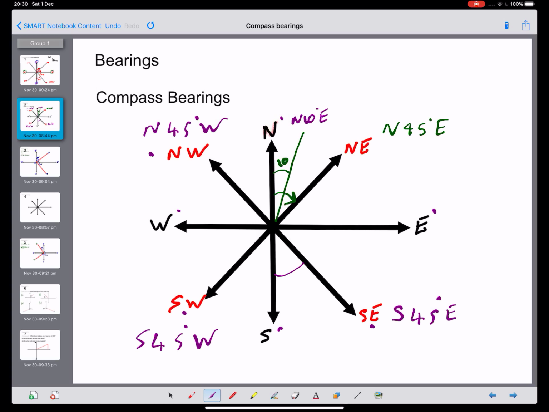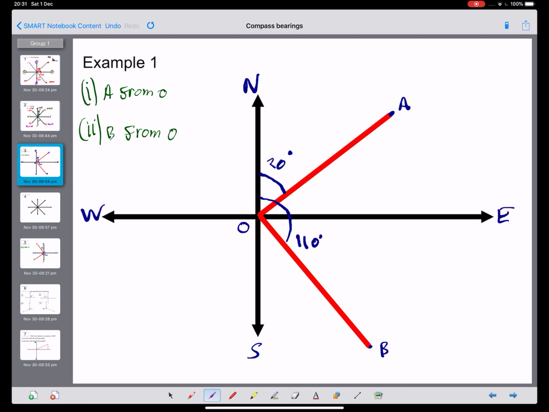Okay, so let's look at a problem. We need to write A, which is here, from O as a compass bearing. Now, we're either going to measure from north or we're going to measure from south. Since A is there and we've measured 20 degrees from north, we're going to get north 20 east.